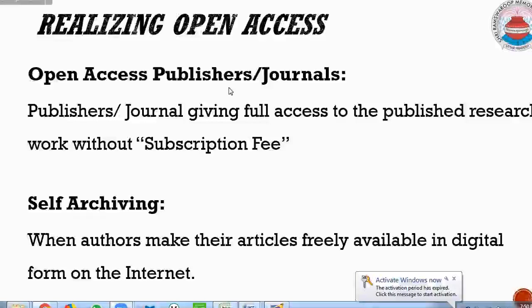And another way is self-archiving. Suppose you have many research papers published, and then you make your articles freely available in digital form on the internet by archiving them yourself. Whether it is published in a journal which has a subscription, if you have the copyright of that publication, and if the copyright and other things permit you to share it, then you can self-archive.